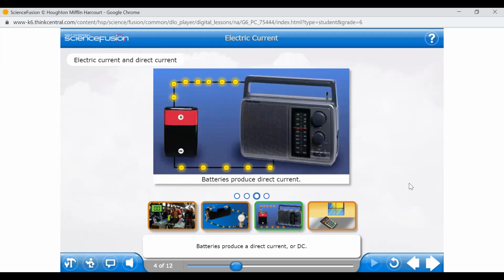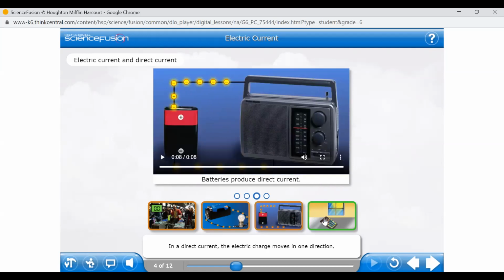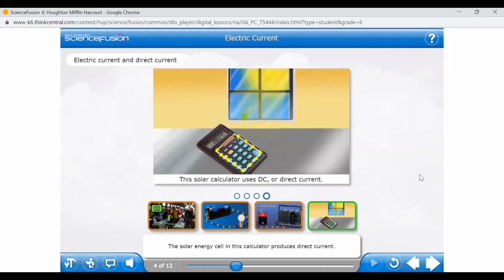Batteries produce a direct current, or DC. In a direct current, the electric charge moves in one direction. The solar energy cell in this calculator produces direct current. So does the battery in a car. Some devices, such as hand-cranked radios or flashlights, generate direct current from mechanical energy.